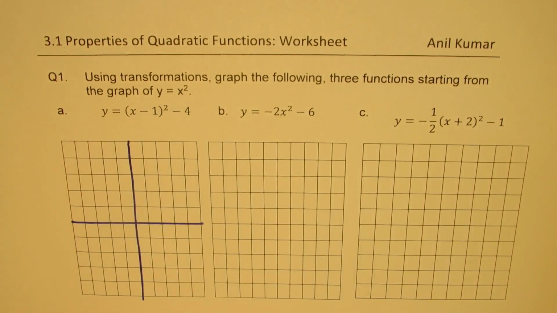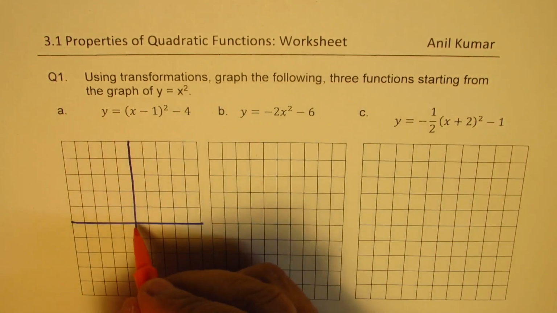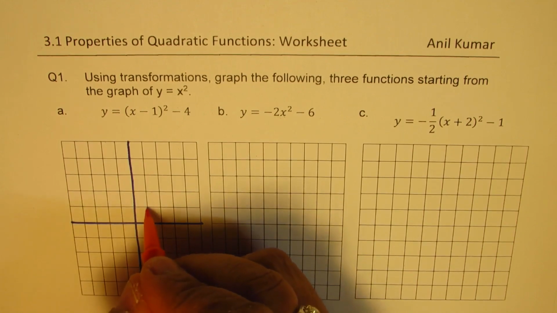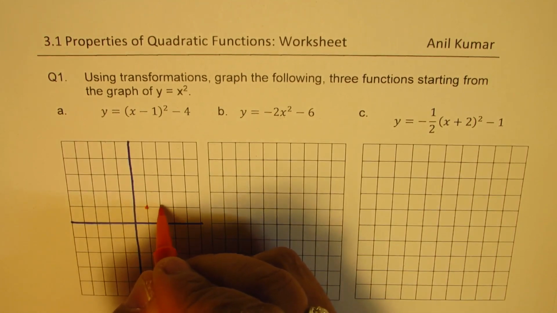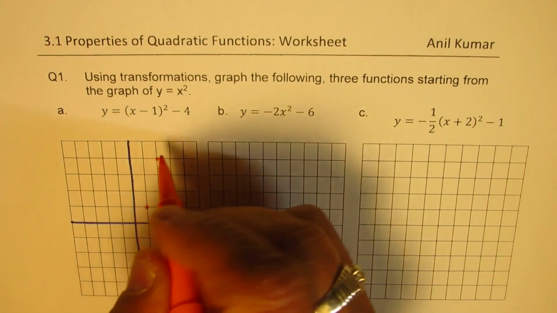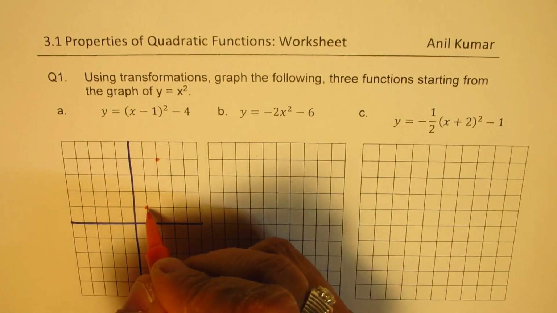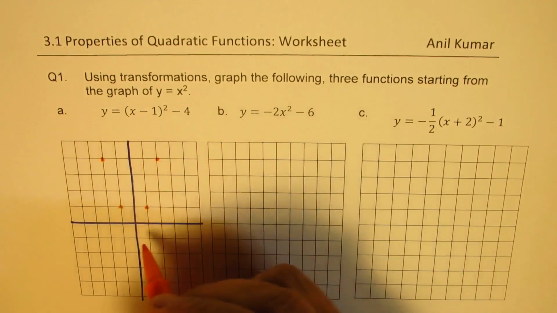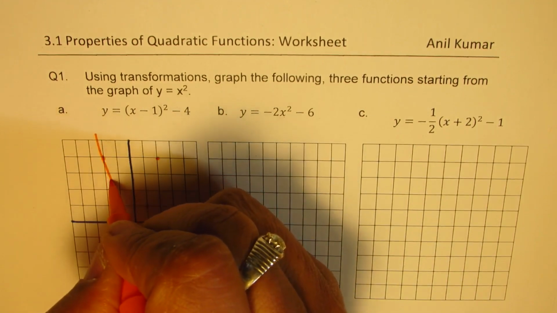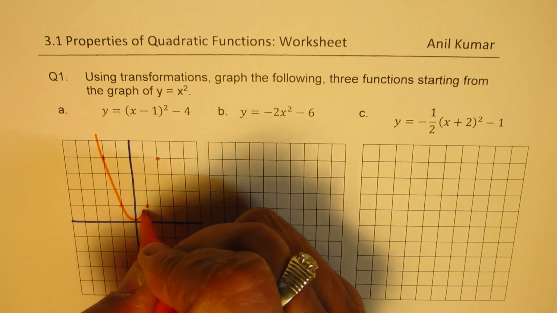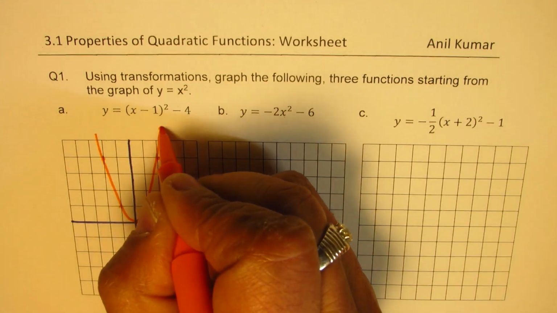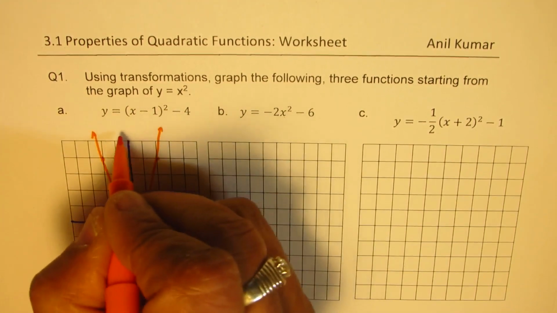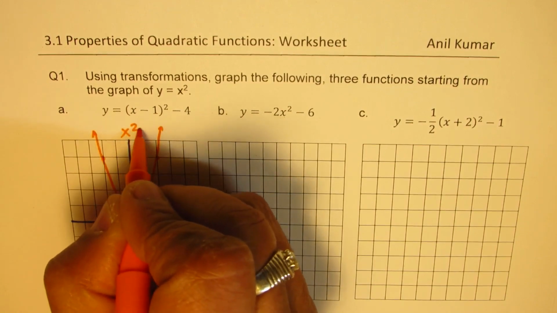Y equals x squared means that we'll go with the steps of 1, 3, 5, 7, right? So 1, and then it is 3, which is 4, like this, right? So here we'll keep it just this much, right? So we have a parabola which is this, and this graph is of x squared.